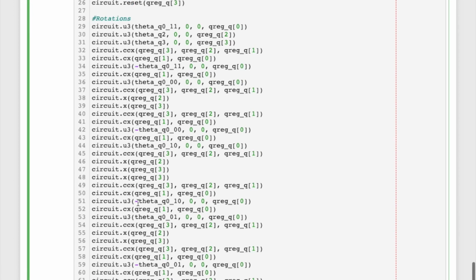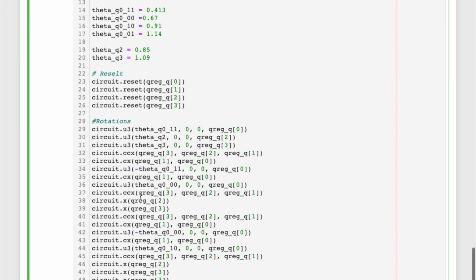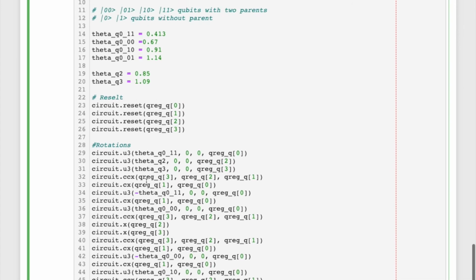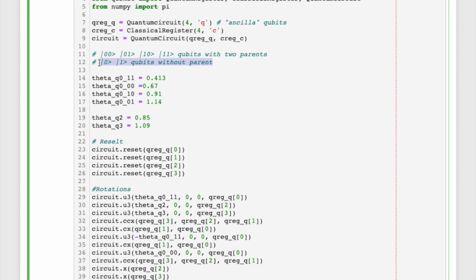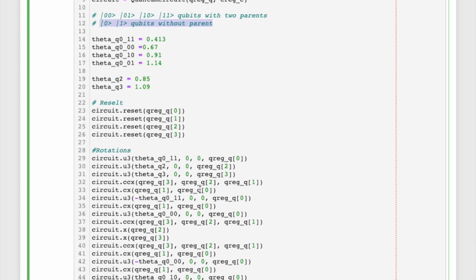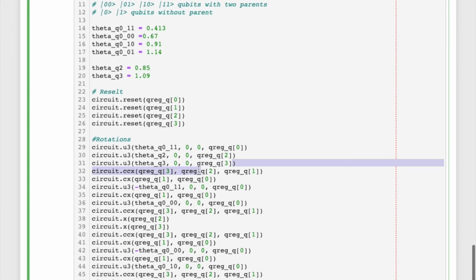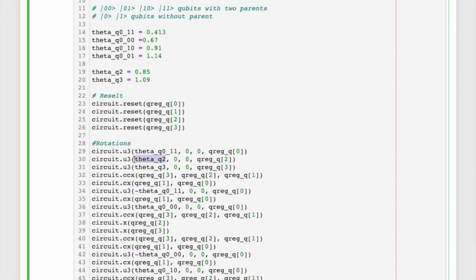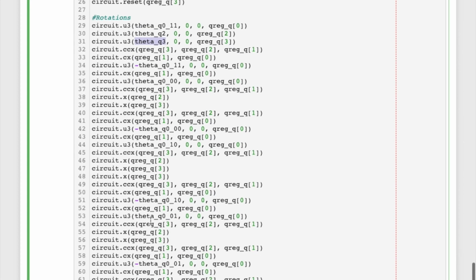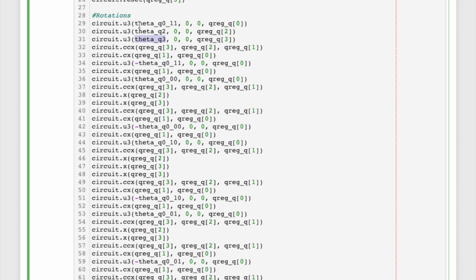Here the important part is the qubits without parents. As you see here, quantum registers number 2 and number 3 experience an initial rotation. This U3 is the classical universal rotation. They experience an initial rotation and nothing more, no rotation directly. They only experience these single rotations.